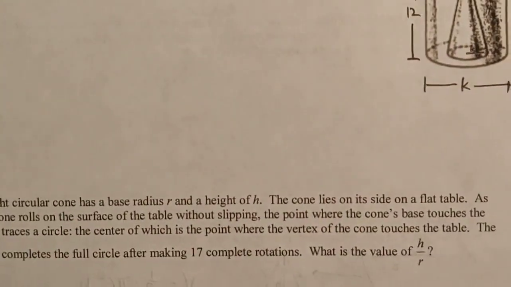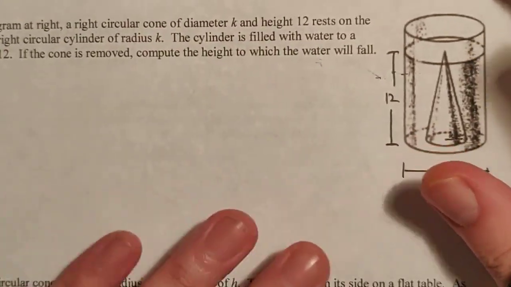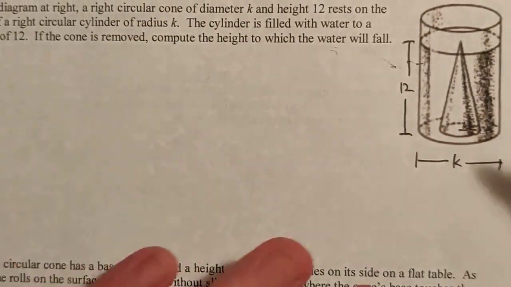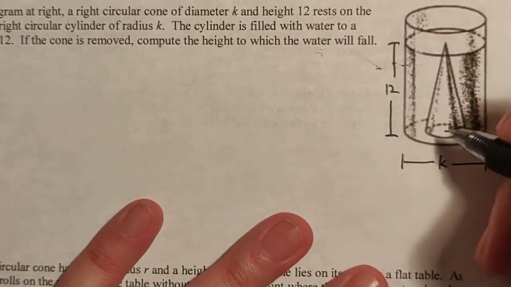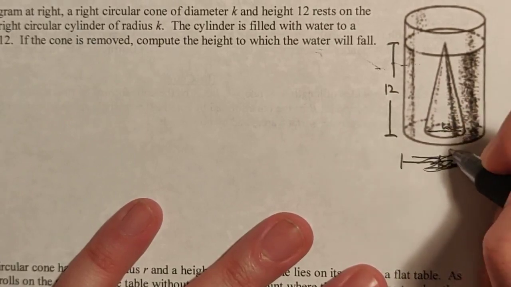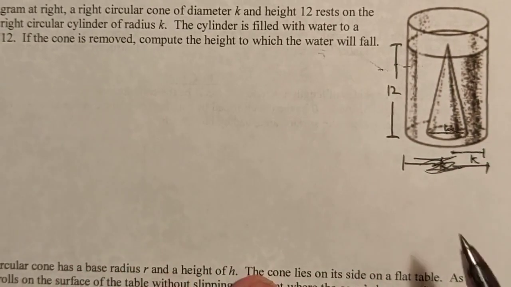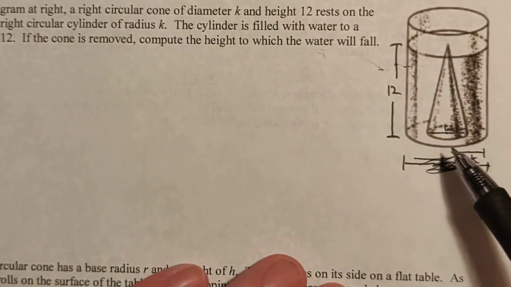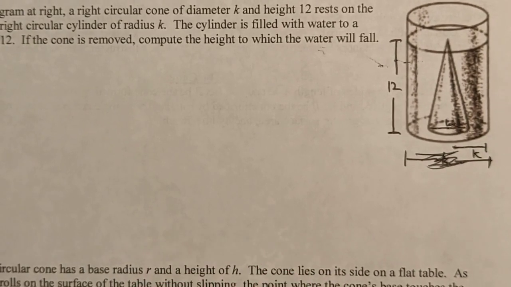Okay, problem 4. This comes to us from an old ARML, from a contest from the 80s or something. So you have a cone with diameter k. Oops, I screwed that up. This is diameter k, and this is radius k over 2 here. It rests in the base of a right circular cylinder of radius k. The cylinder is filled with water to a height of 12. If the cone is removed, compute the height to which the water will fall.